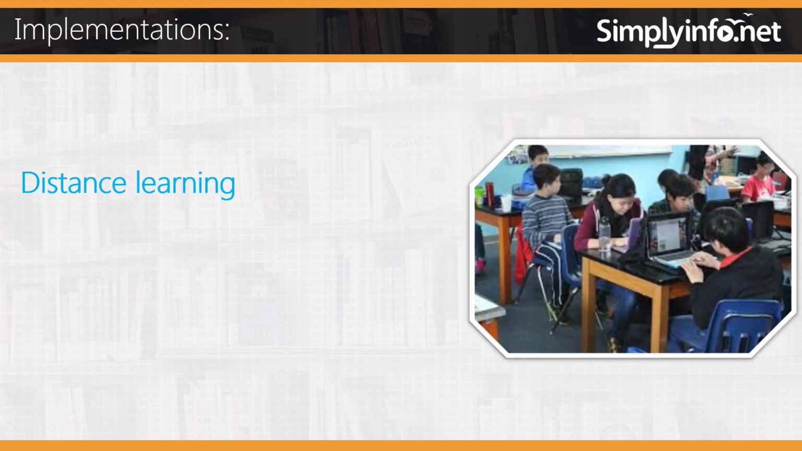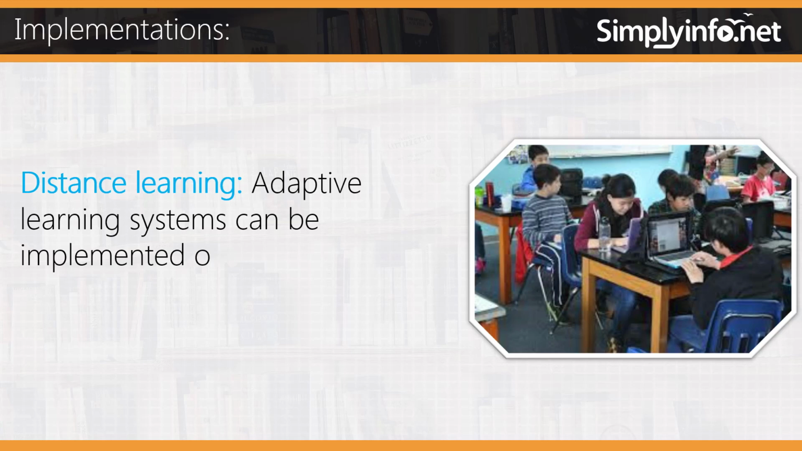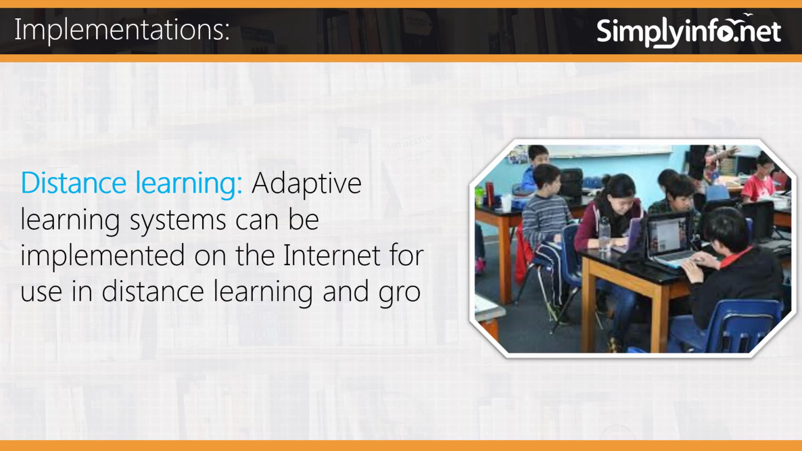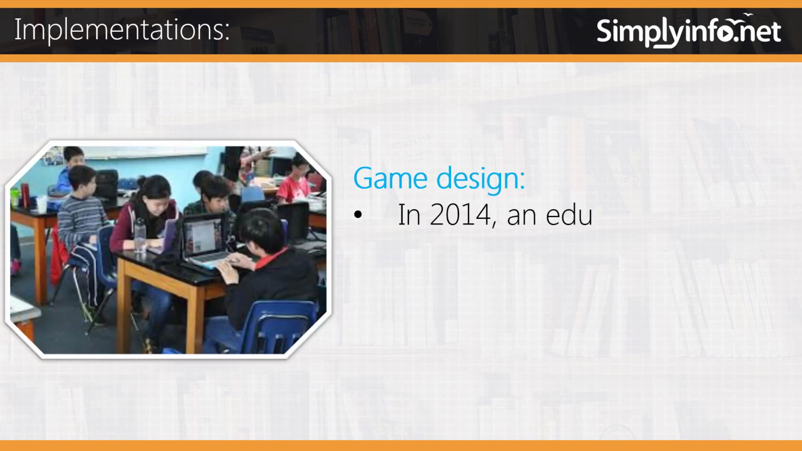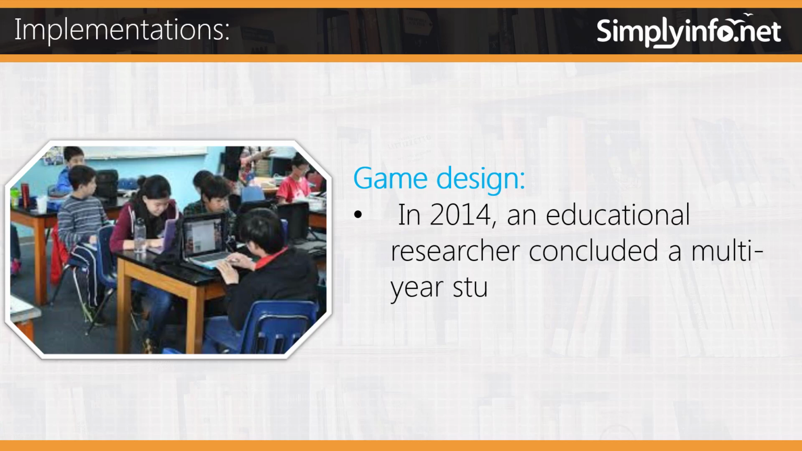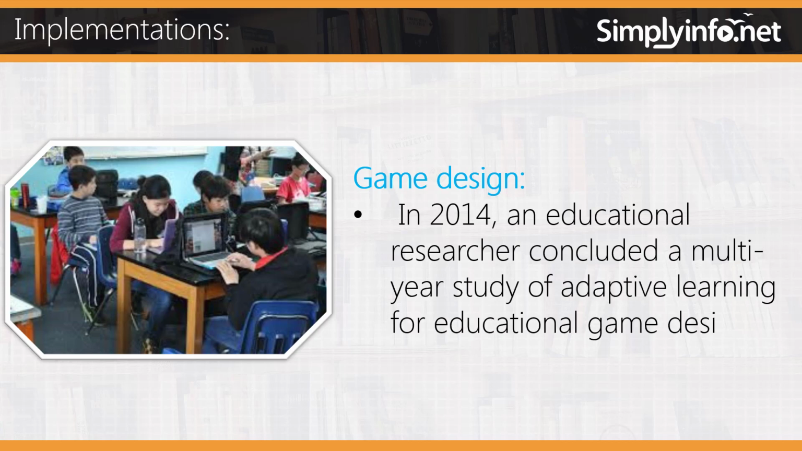Implementations. Distance learning. Adaptive learning systems can be implemented on the internet for use in distance learning and group collaboration. Game design. In 2014, an educational researcher concluded a multi-year study of adaptive learning for educational game design.